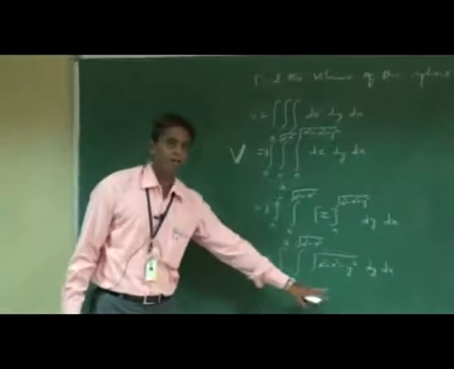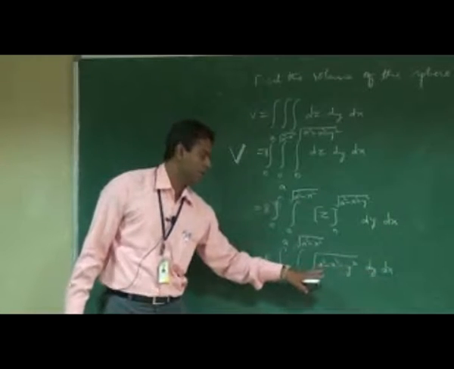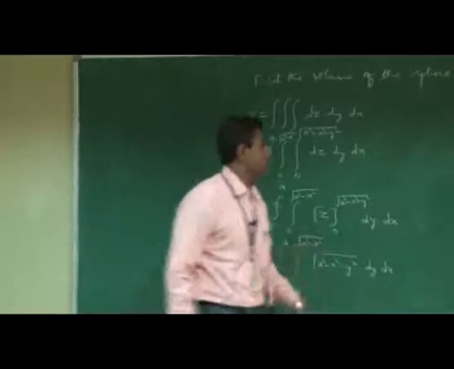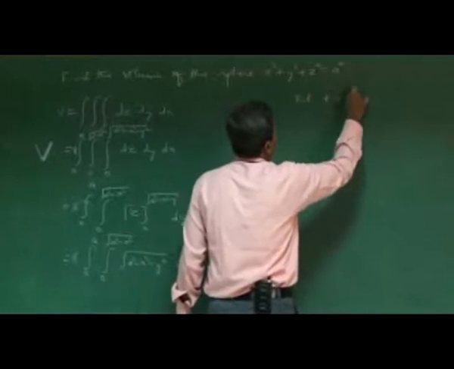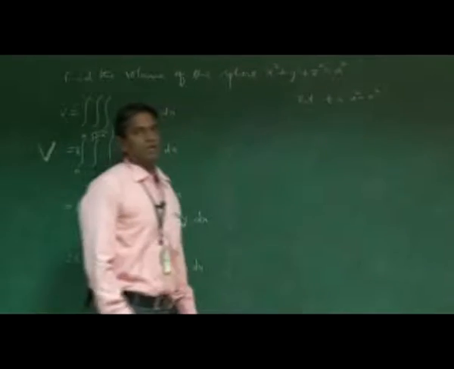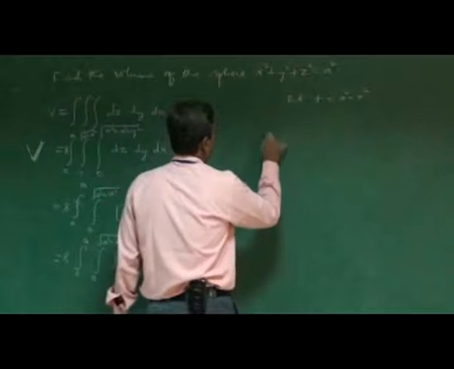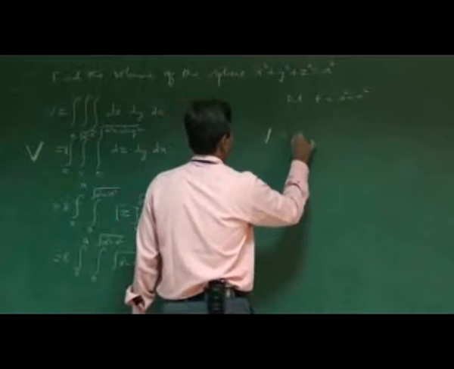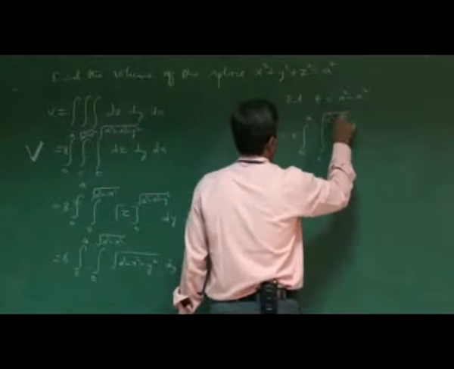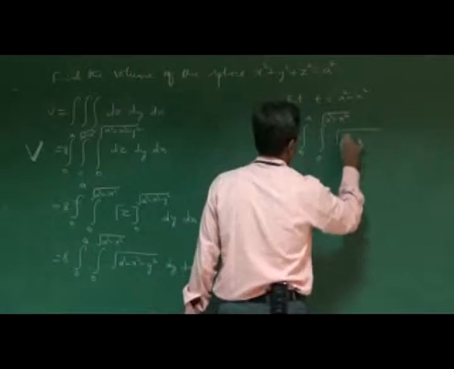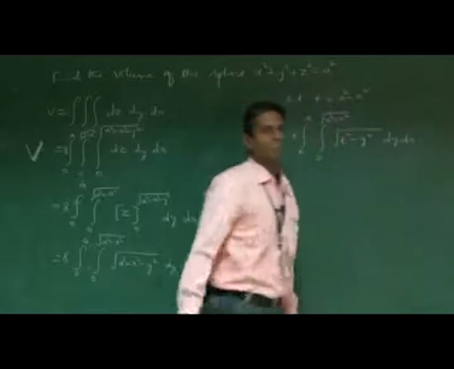And second, integrate with respect to y. So x is treated as a constant, and a squared is also treated as a constant. In this case, for simplification, put t equal to the square root of a squared minus x squared. Then the volume V equals 8 into the integral from 0 to a, the integral from 0 to the square root of a squared minus x squared, of the square root of t squared minus y squared dy dx.